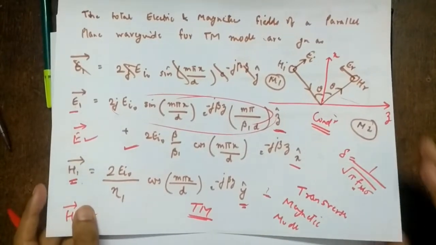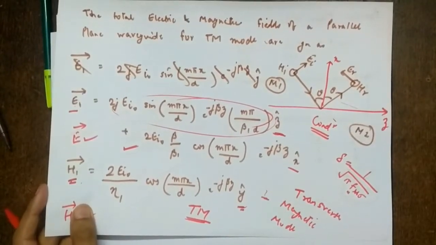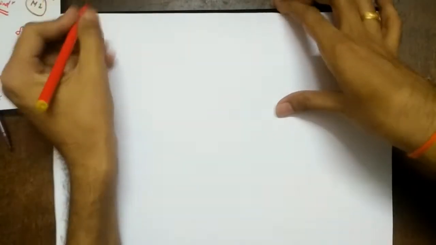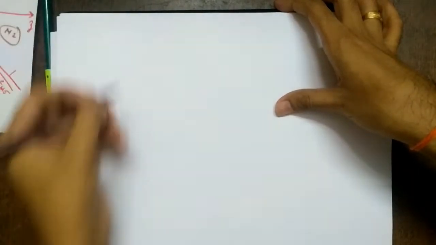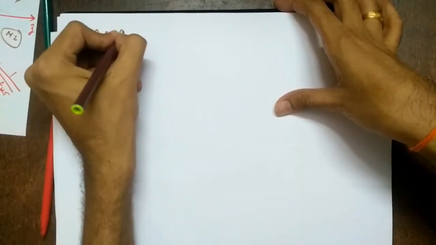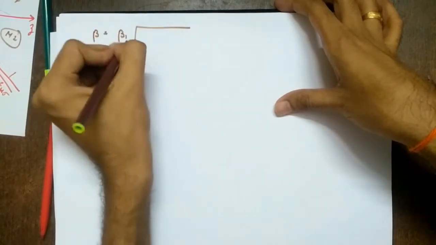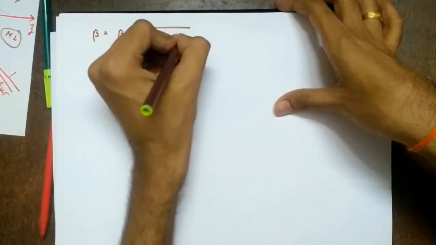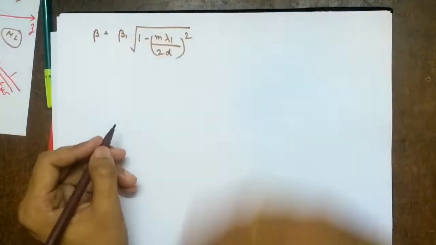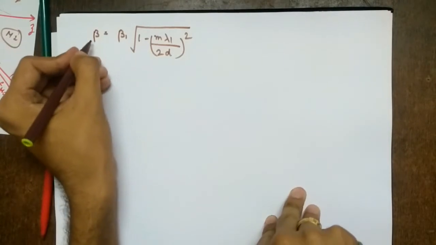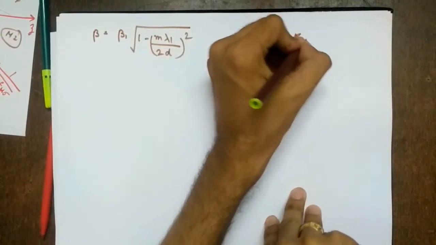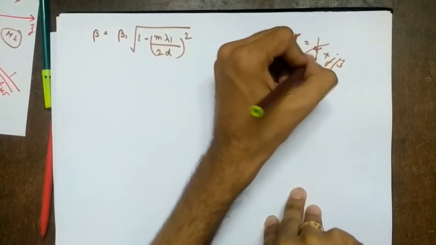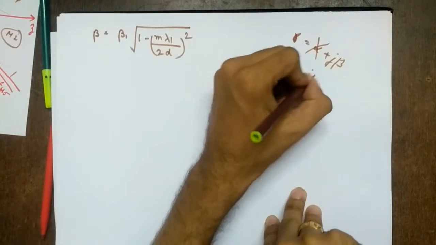Right? So what else did I have to discuss? Yeah. So from this, we had one more equation. That was beta equal to beta 1 square root of 1 minus m lambda 1 by 2d the whole square. Right? This was our propagation constant. Again, why is it called propagation constant and why not phase constant? Because in a waveguide losses are very low. So gamma is alpha plus j beta. Since losses are low, you can ignore alpha. So gamma is nothing but j beta.